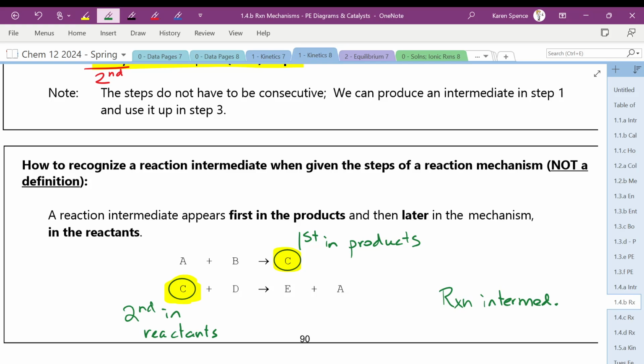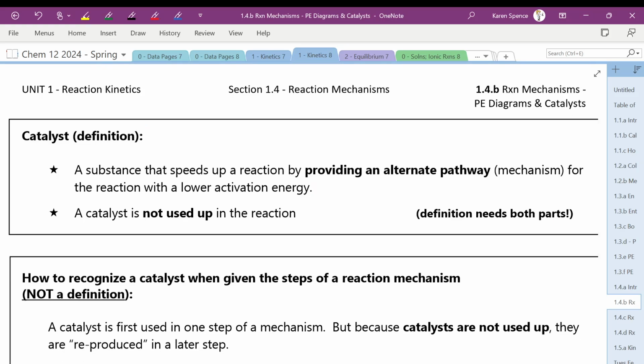Why are we reviewing this? Because we will see something else that comes first in the reactants and then later in the products, and we need to be able to tell the difference between the 2. Okay, so this is a reaction intermediate, first in the products, second in the reactants. Because now we are going to look at a catalyst, and we are actually adding on to the definition.